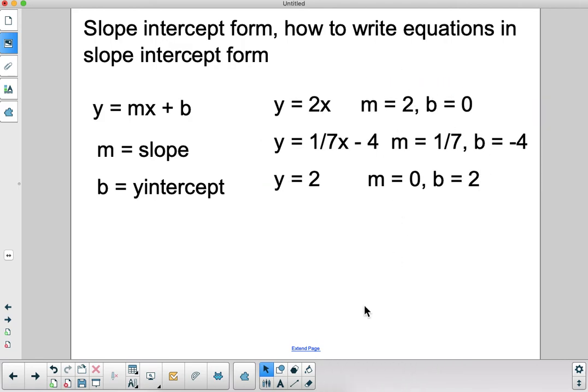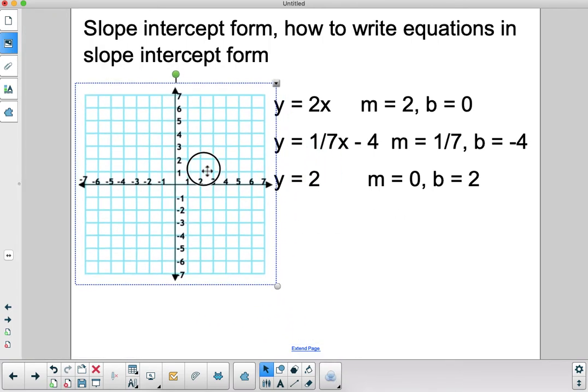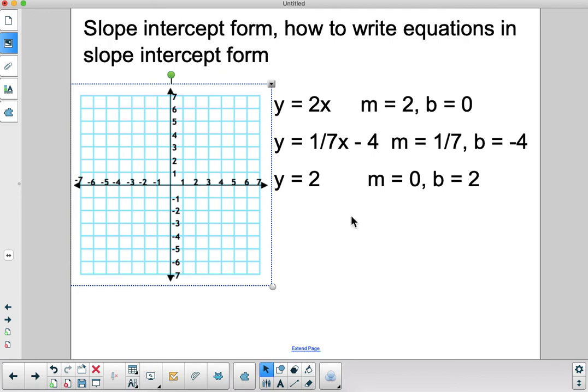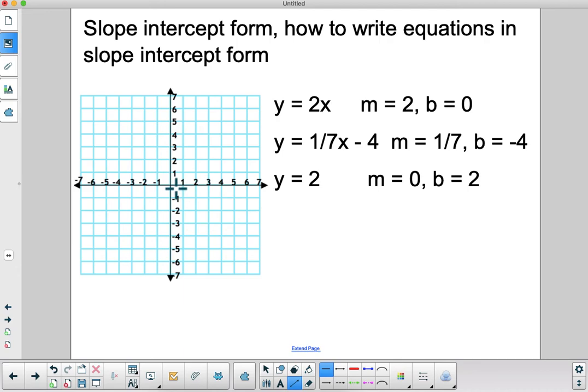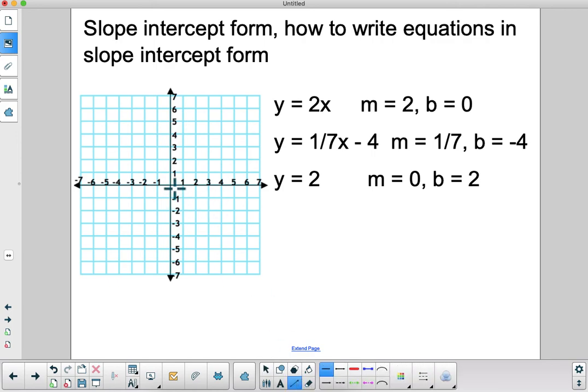Now the reason that this is useful is that if we were to go ahead and graph these, now that we know the slope and the y-intercept, for the first line, we would have a starting point of 0, so that's the y-intercept. So I go to the y-axis and I put a point right there on 0. And I need to lock this in place. There we go. And then the slope tells me to go up 2 and over 1. Up 2, over 1.